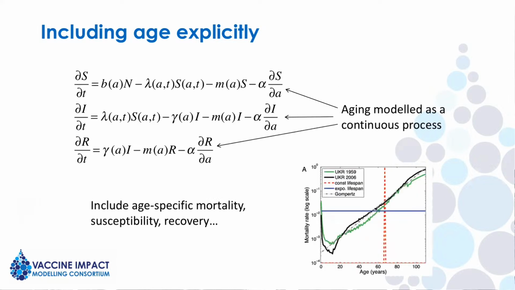So we end up with something like this. Age is modeled as a continuous process. We know it is. And then we can do all sorts with this. We can specify things like age-dependent transmission, all sorts of continuous processes.